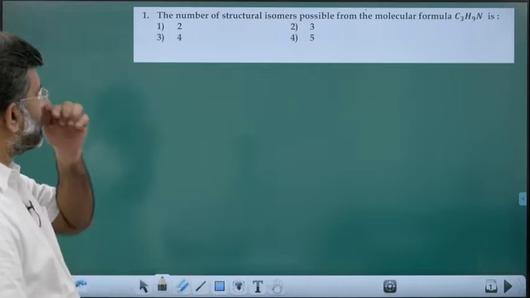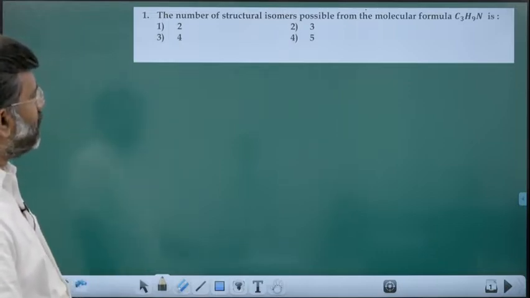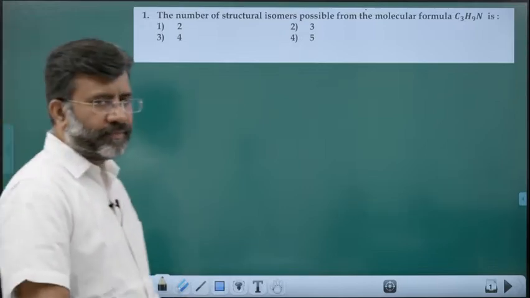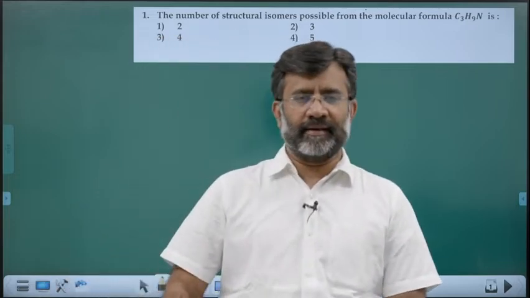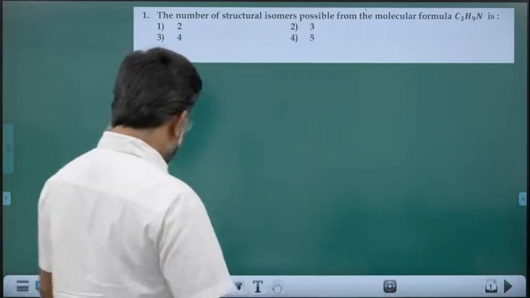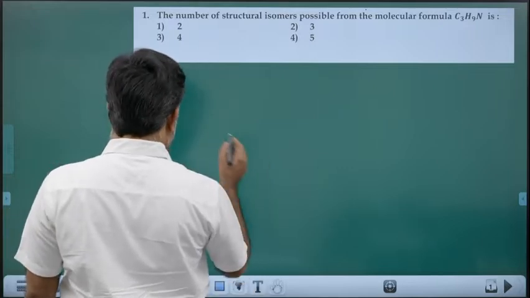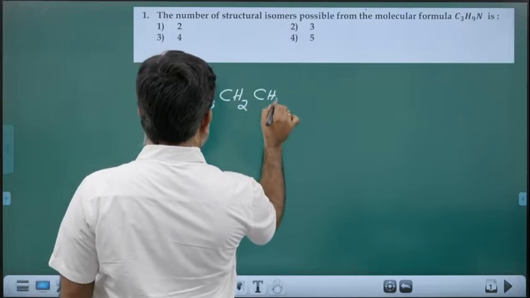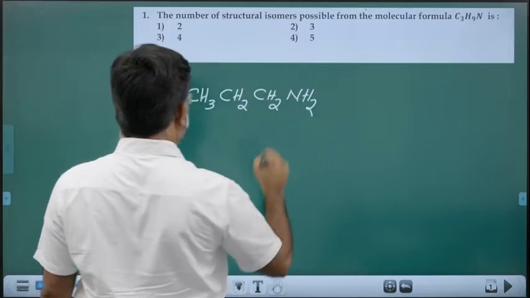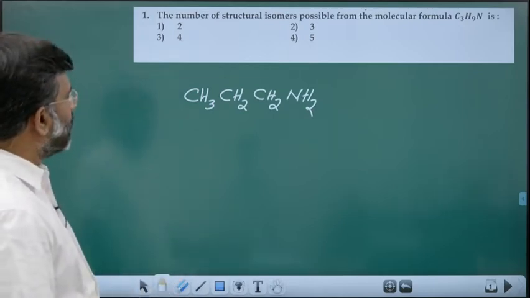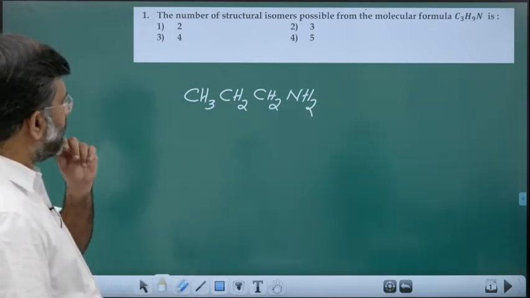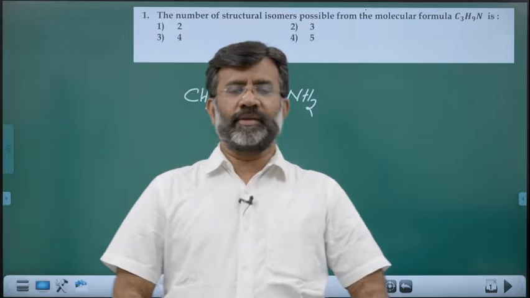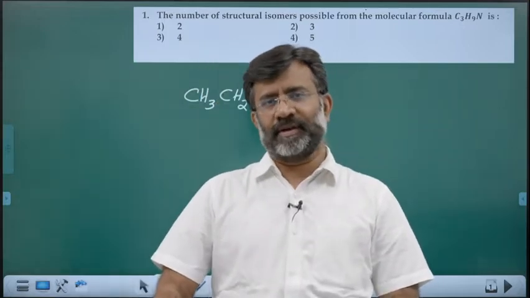Number of structural isomers possible from the molecular formula C3H9N. You know C3H9N, it is propyl amine, 3 carbon atoms. CH3, CH2, CH2, NH2. Count the atoms: 3 carbon atoms, 9 hydrogen atoms, 1 nitrogen atom. This is propyl amine. And how many isomers are possible for this? That is the question. Right?